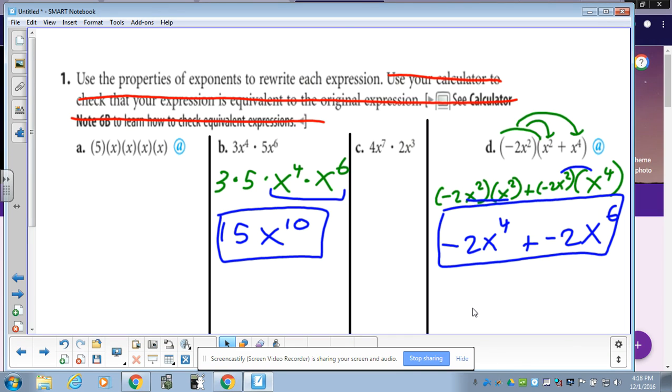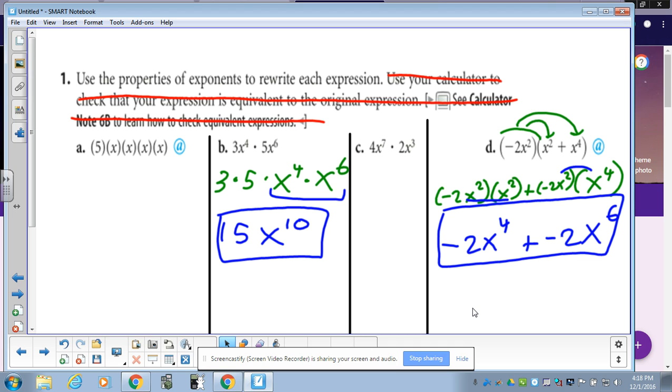All right, so this is part two, lesson 6.3 homework video part two. The last one got kind of cut off abruptly. Sorry about that. But we see that 1b is 15x to the 10th. 1d is negative 2x to the 4th plus negative 2x to the 6th power.